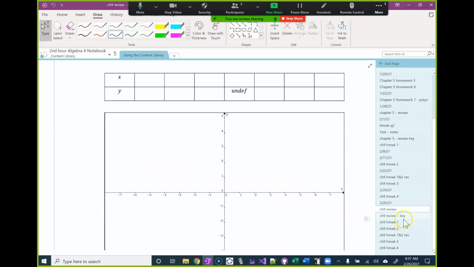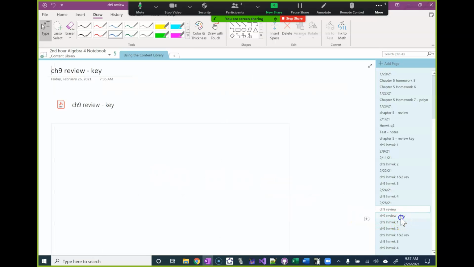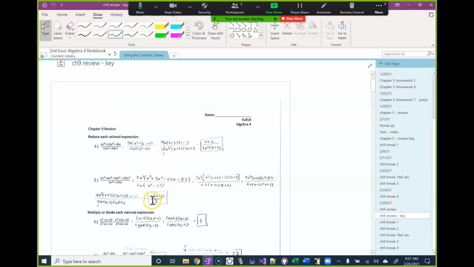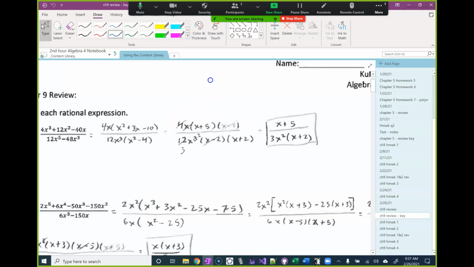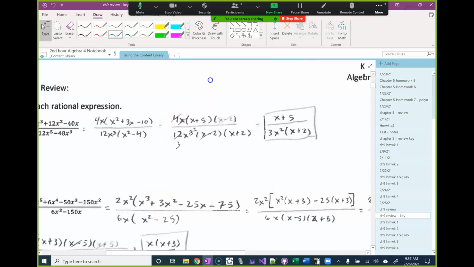Now I've put in the key for the review as well, because I'm not sure that we'll get a chance to test. So I have a key with worked out solutions of what I did. As always, it's possible that I've made mistakes in here.